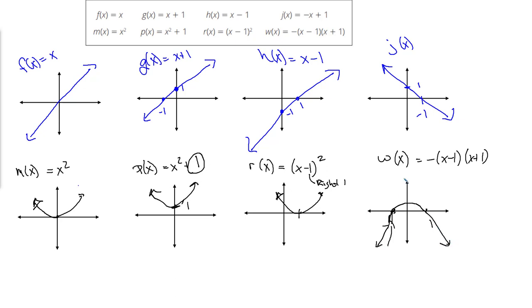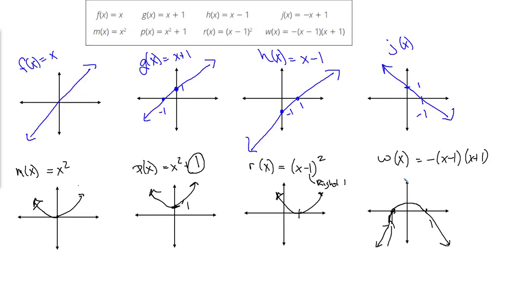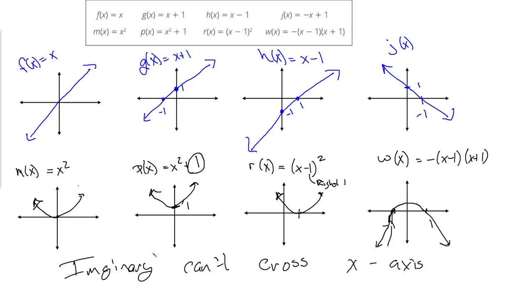Okay, now we're going to use this information to help us graph. If I want an imaginary zero, that means if I want something imaginary, what can it not do? Can't cross the x-axis. So which of these is going to give me an imaginary root?